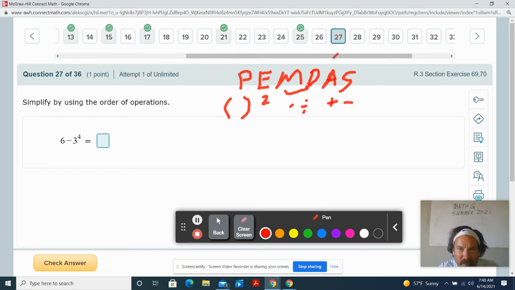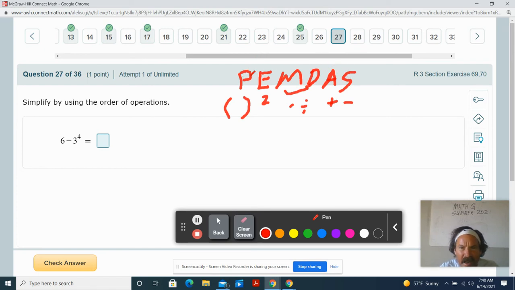What I don't like about PEMDAS is it comes with a little funny saying that some math teachers have said before. I think it's kind of lame. It's called "Please excuse my dear Aunt Sally." I mean, it's kind of a corny saying. You could make up something a little bit more hip, like "people experience miracles daily at Starbucks." That would work out a lot better.